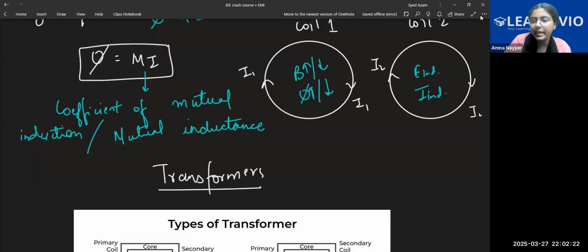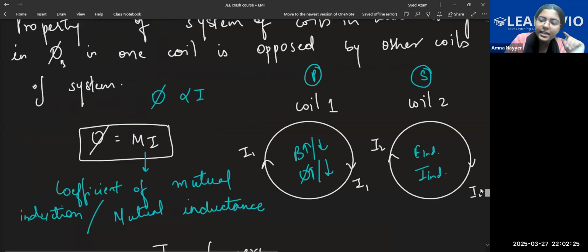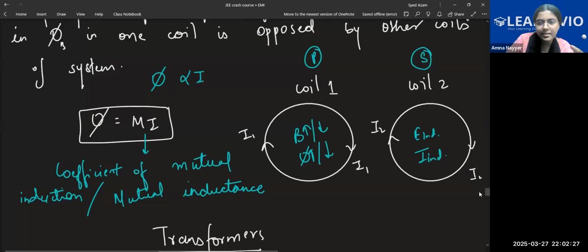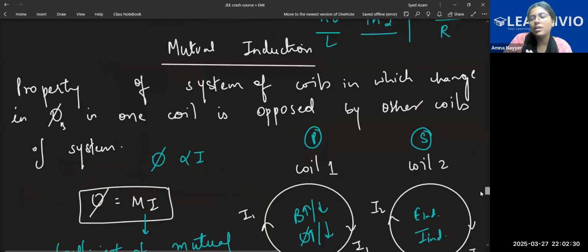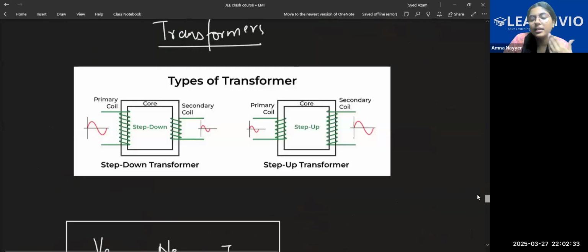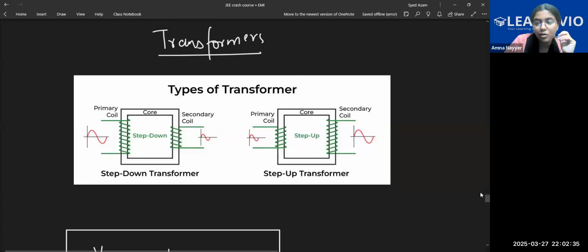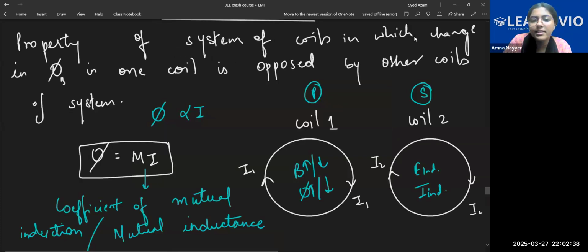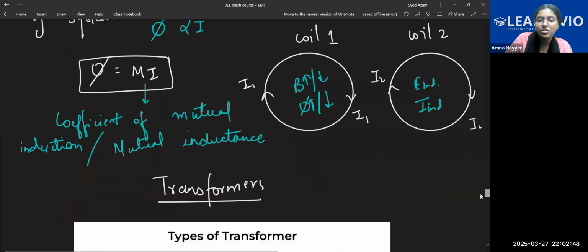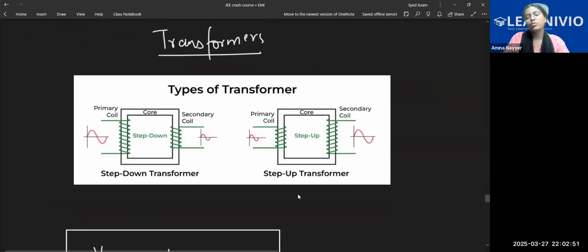Mutual inductance. So based on this principle, that in one coil the change is occurring, which is causing the induced current in the second coil, this is what is applied in the transformers. So this says the property of a system of coils in which a change in magnetic flux in one coil is opposed by other coils of the system. Or you can simply remember: change in one causing the change in another. So you have transformers. Transformers have the same concept. They have a primary coil where you give the input, and the secondary coil where you get the output.